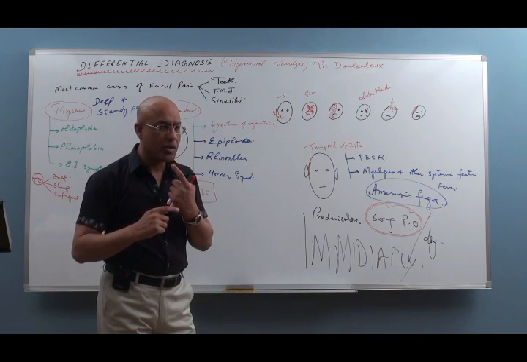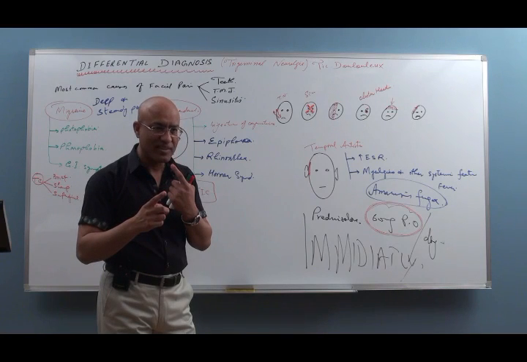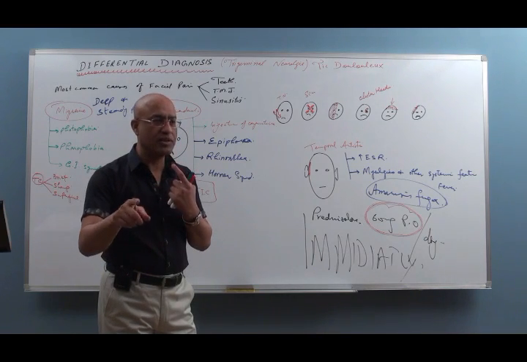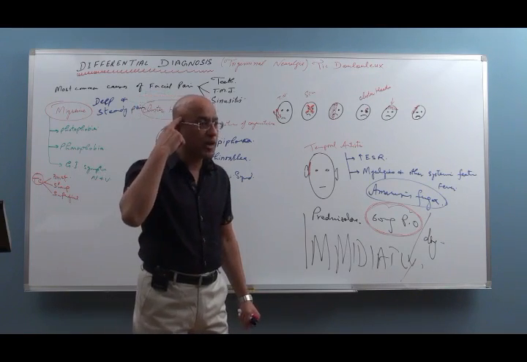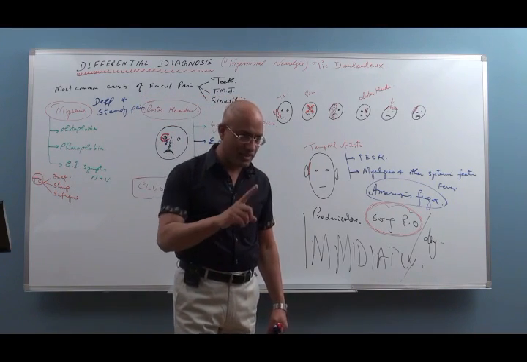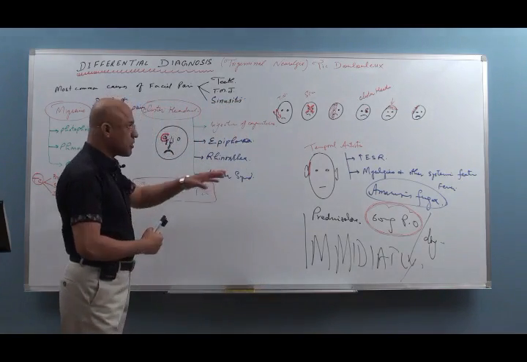What do you do? Immediately give the steroids, right? And of course you take the sample for the what? ESR, and you do a biopsy of the artery. Is that right? So this is about temporal arteritis.